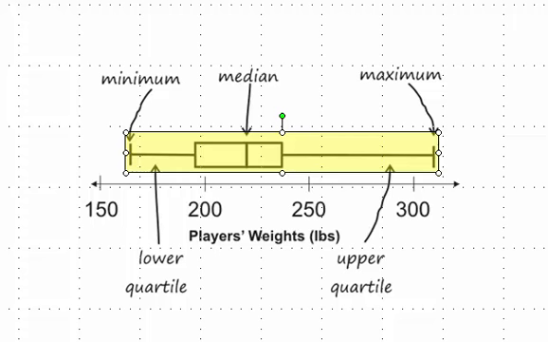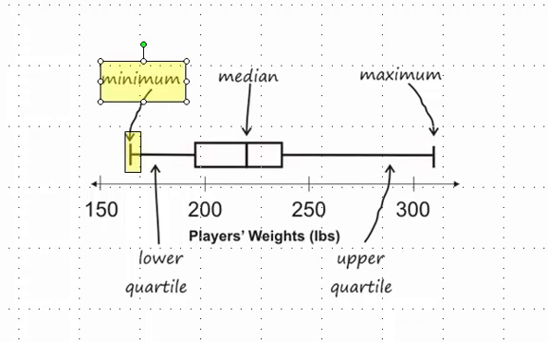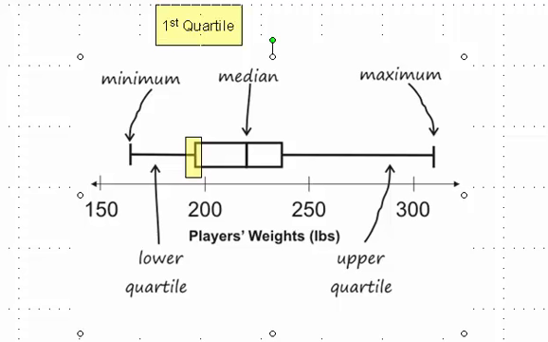If you didn't make a box and whisker plot, you're really only seeing five pieces of information. I'm going to highlight all of them right now. You're seeing the minimum value, which is the smallest given value for this set of data. So whoever this was, he was the lightest player in this data set.